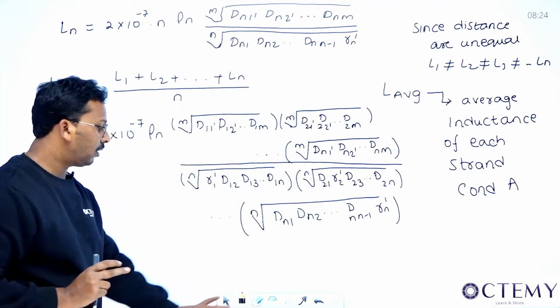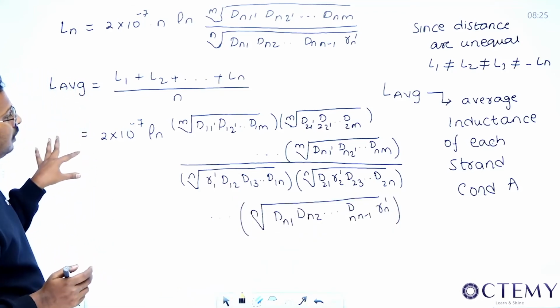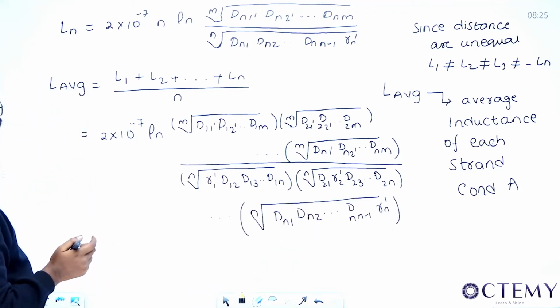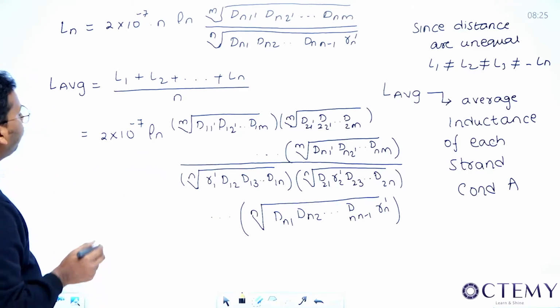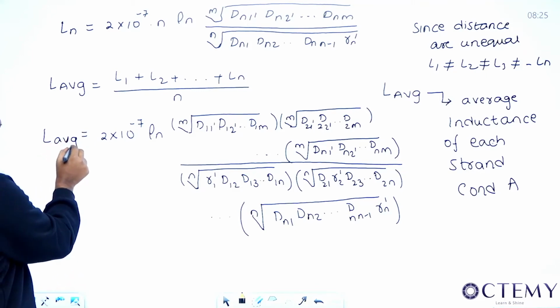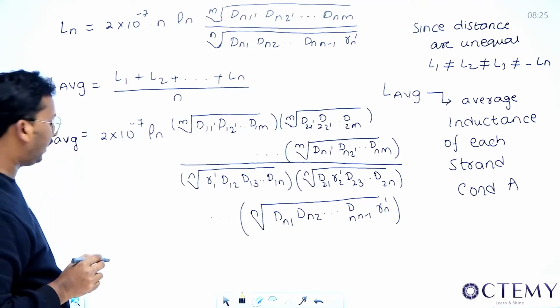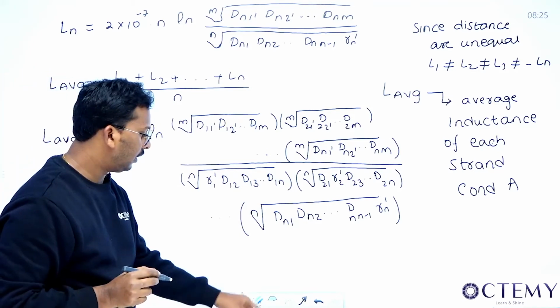So the composite, or let me write the final formula. This is basically your L average. Now if I have to find LA, this is my L average. If I have to find LA, what will be my LA? In the next slide I will write.